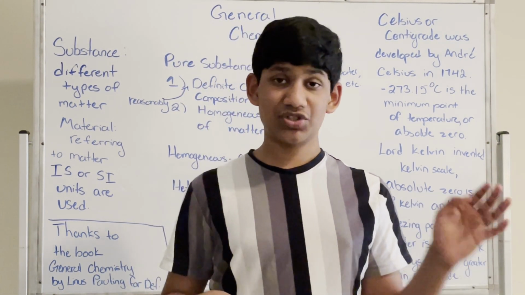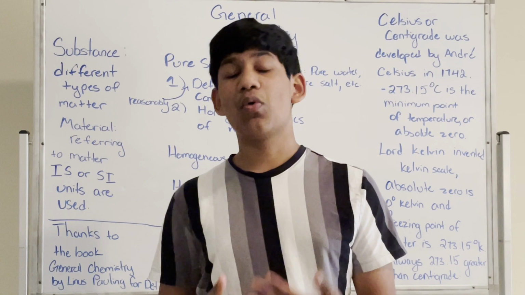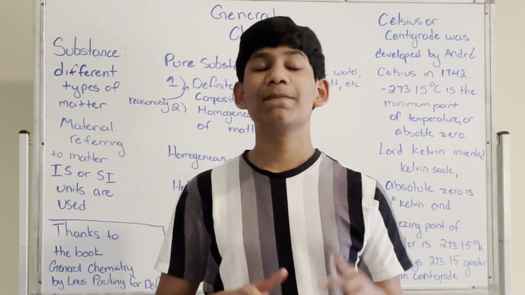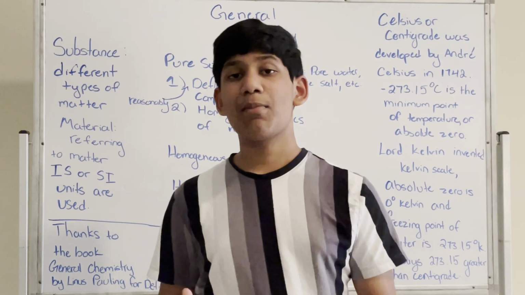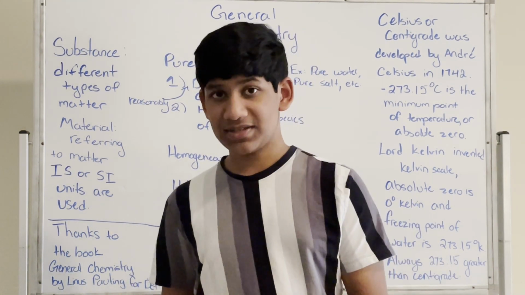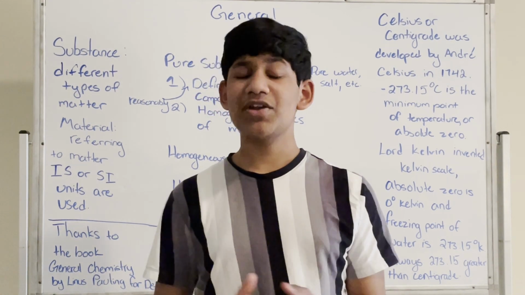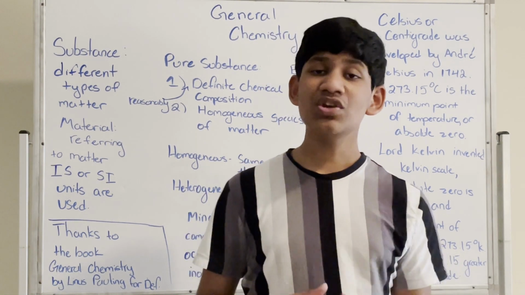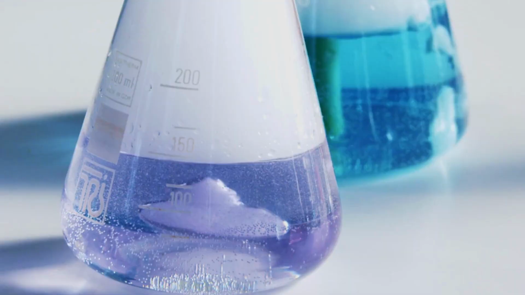Pure water and pure salt, for instance, are both pure substances because they have reasonably definite chemical composition and they also are a homogeneous species of matter. Since they satisfy this, they are considered a pure substance. To learn more about general chemistry and to understand the essence of pure substances, continue watching to the end of this video.